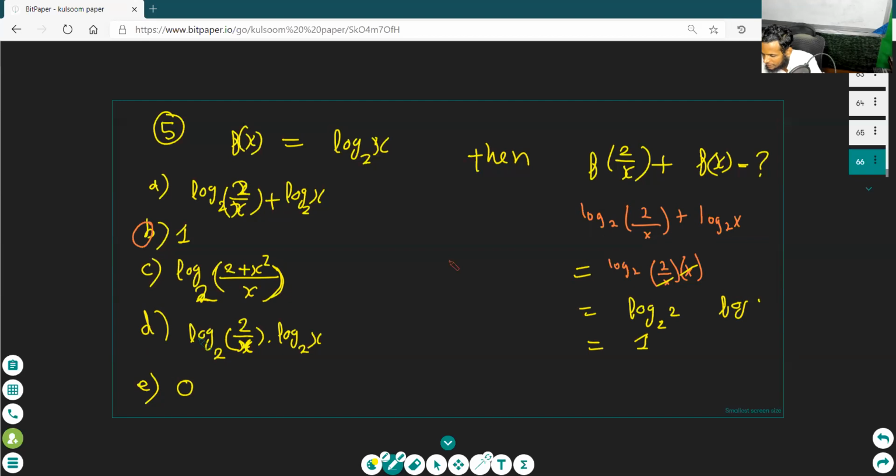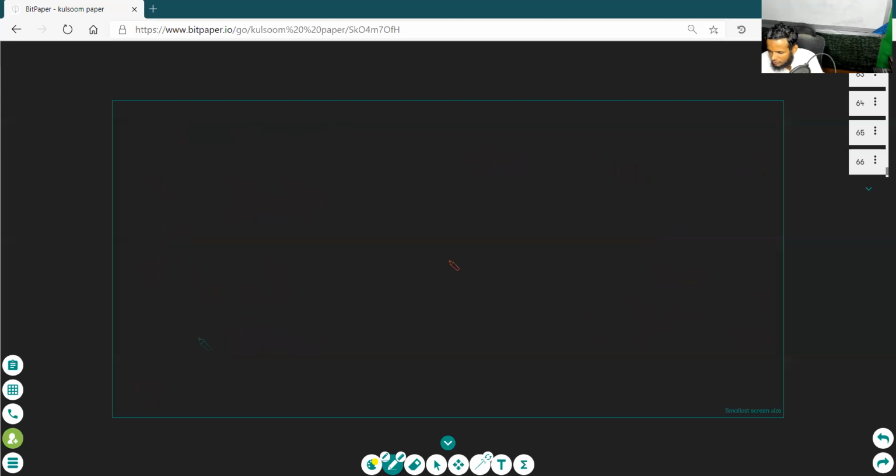Yes, we can write it as log 2 upon log 2. That's why we are writing. We are using the third law of logarithm. This cancels, and we get answer 1. Okay. Answer is 1. Okay, you should try to completely solve it.